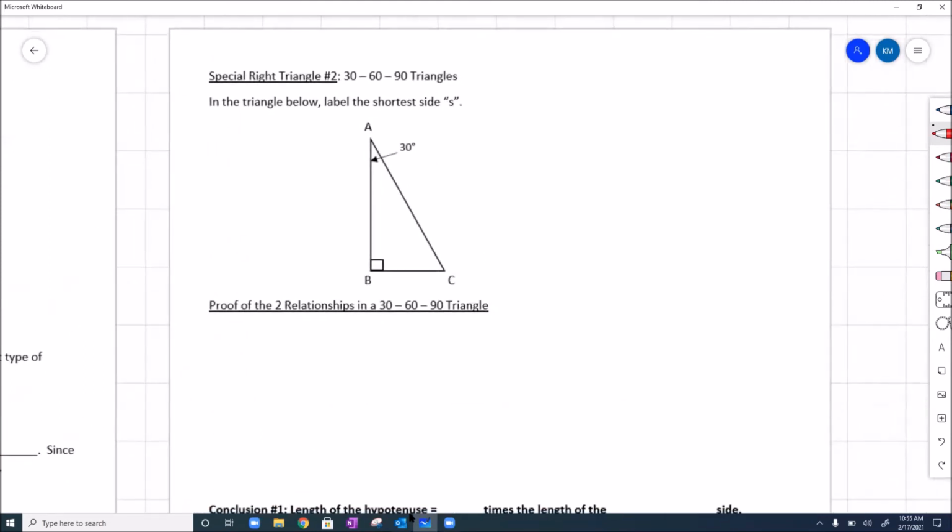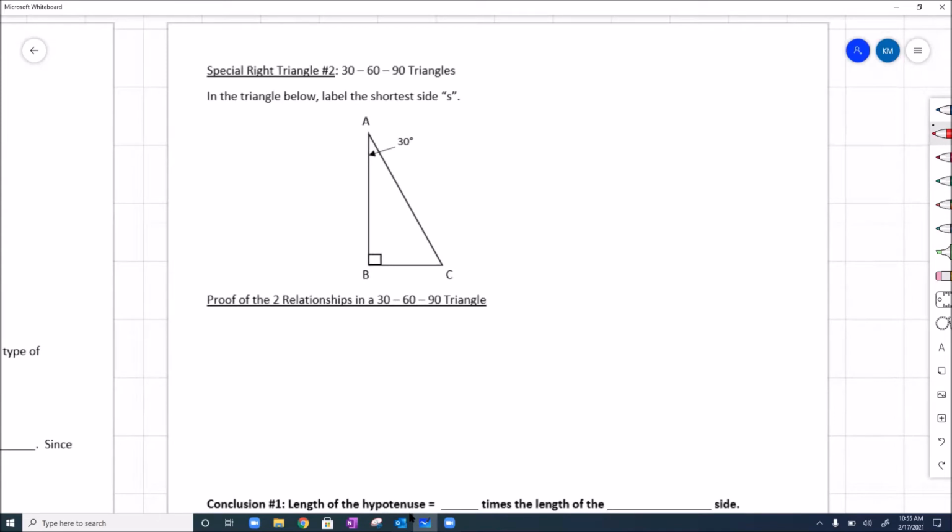Let's look at our second special right triangle, which is 30, 60, 90. It says in the triangle below, label the shortest side S. So the shortest side has to be S. Now, remember that the angle corresponds with the side in the sense that the smaller the angle, the shorter the side. Because this angle is 30 degrees and this is 90, then we know that this has to be 60. So our shortest side has to be across from our smallest angle, and that's how we can identify what our shortest side is in these triangles.